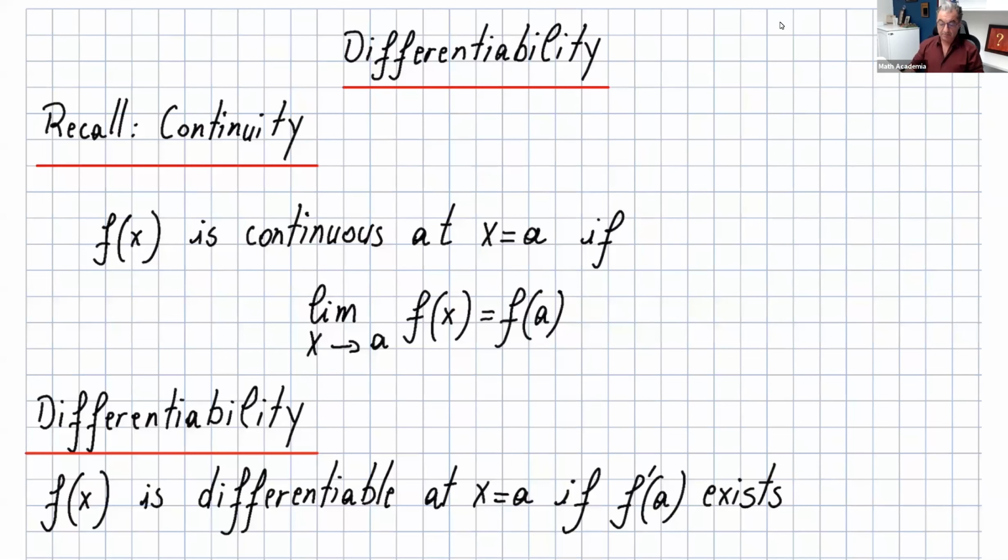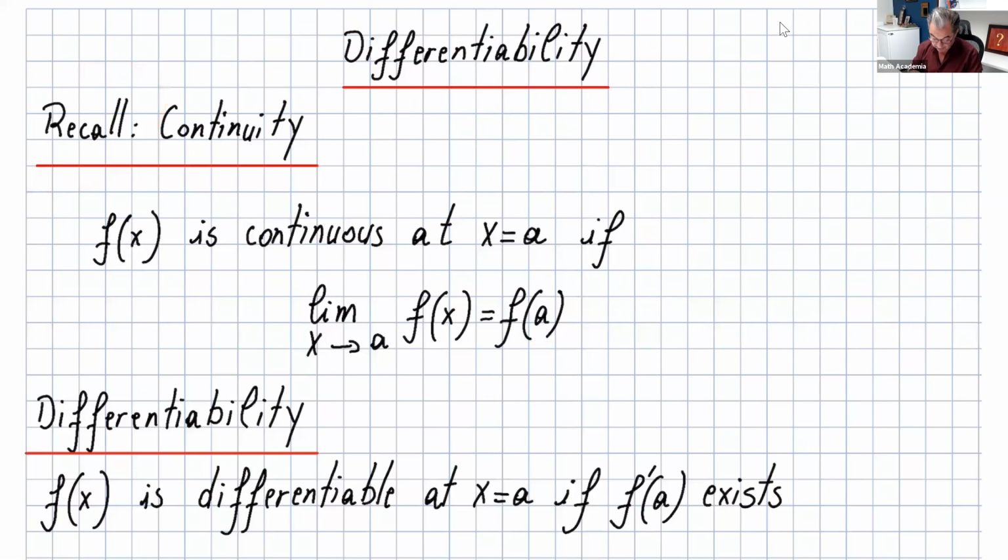Hi and welcome everyone. In this video, I want to talk about differentiability. Basically, we're going to examine when a function is differentiable. Differentiable means the derivative exists at a point. Before starting differentiability, let's have a recall here.